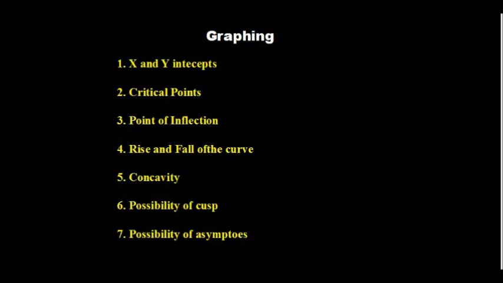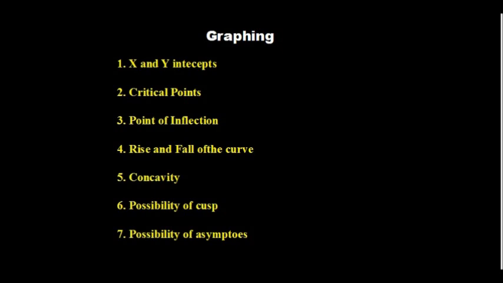Then we'll check for the possibility of cusps and then the possibility of asymptotes of the curve. After checking all these steps, we can draw a curve. Let's see one example for graphing.